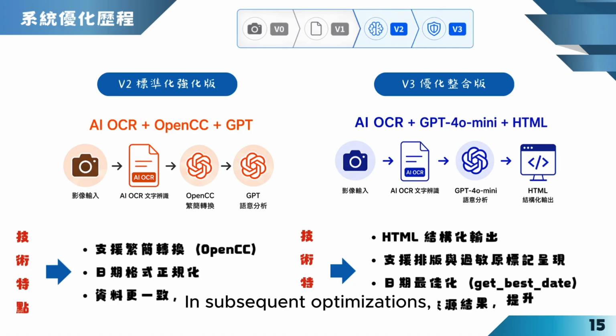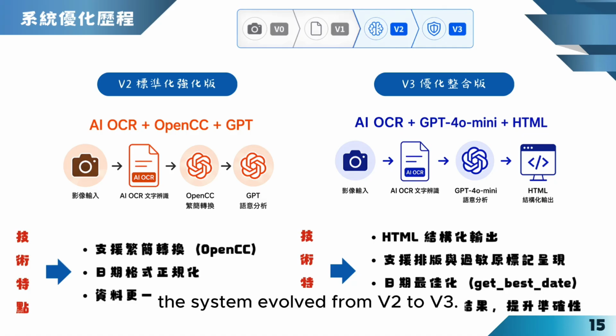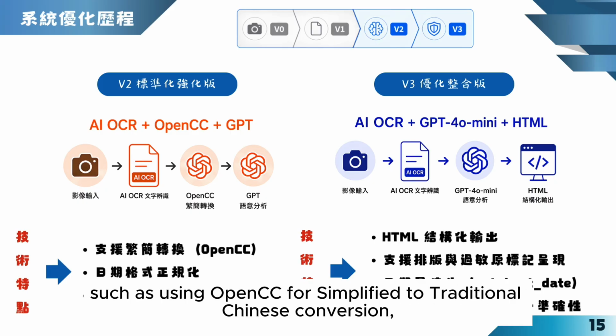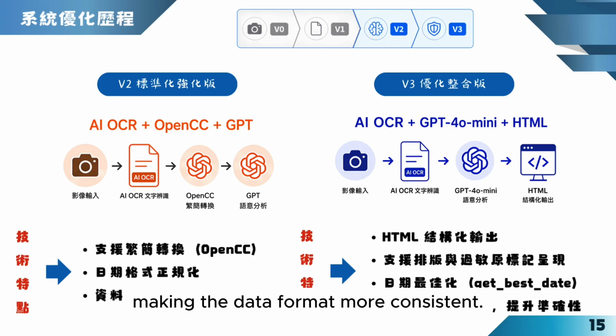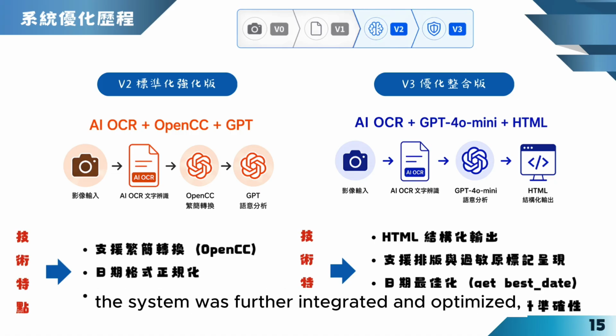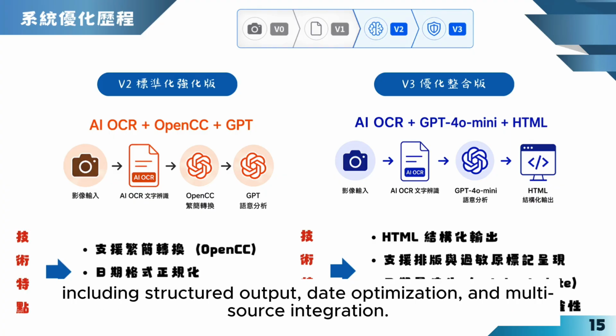In subsequent optimizations, the system evolved from V2 to V3. In V2, we added data standardization, such as using OpenCC for simplified to traditional Chinese conversion, making the data format more consistent. Then, in V3, the system was further integrated and optimized, including structured output, date optimization, and multi-source integration.